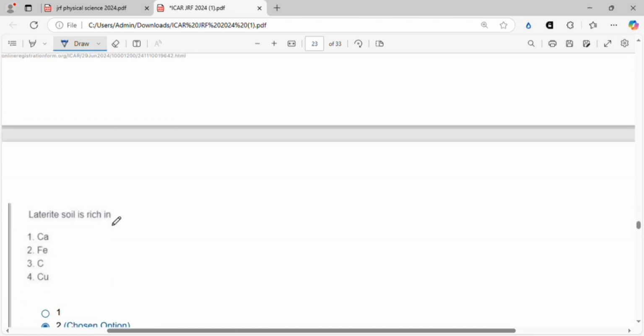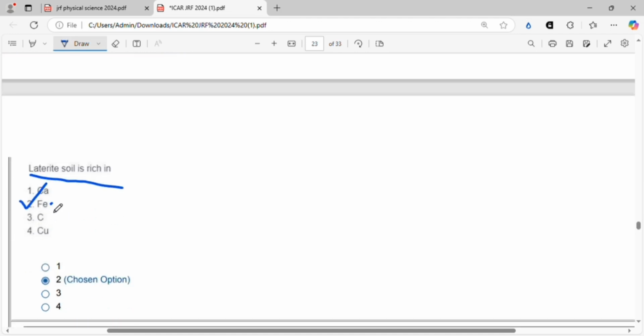Laterite soil is rich in, very straight, very easy, very very basic question from pedology, from lateritic soil. So laterite soil is rich in, everyone knows this I think, Fe, iron. Because laterite soils are red in color, it has a huge amount of sesquioxide content. It contains Fe2O3, iron oxide, ferric oxide, and calcium is leached down into the lower horizons, and so there is less calcium present in laterite soil, and carbon is also less because organic matter is very low due to the high decomposition rate.